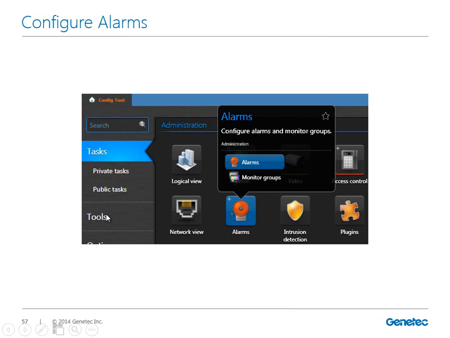We can add and manage alarms through the Alarms section of the Alarms task. We can do that from the home page of the Config Tool from the task section here. So in our example, we're going to set up an alarm to alert the guards that there is a potentially unauthorized person in the office area of the bank.